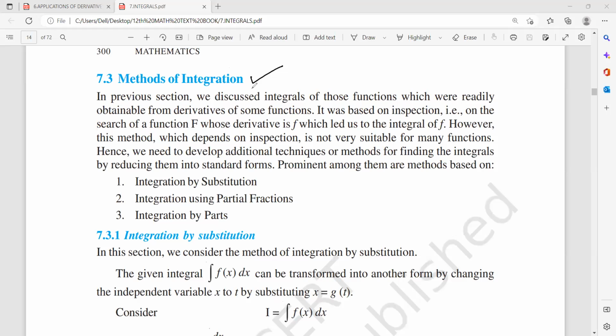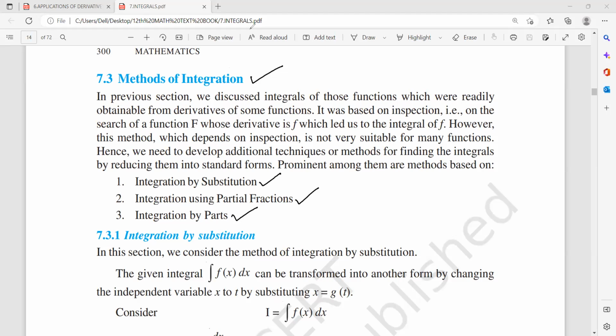The methods of integration we are going to discuss. The first method is integration by substitution. This is the substitution method, then integration by using partial fractions, and integration by using the by parts method. These are the three different methods we are going to use.